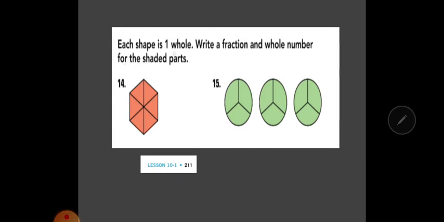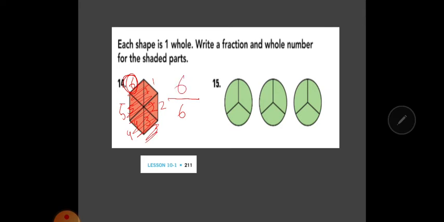Each shape is one whole. Write a fraction and a whole number for the shaded parts. So we say, I'll put the fraction line and my denominator tells me how many parts I cut one whole. So how many parts did I cut one whole? 4, 5, 6. Can you see the color? 5, 6. So what is my denominator? 6. And I shaded them all. I colored the whole 6 parts.